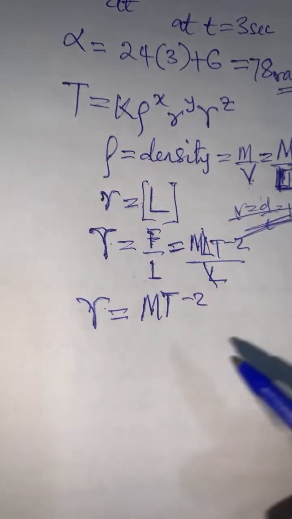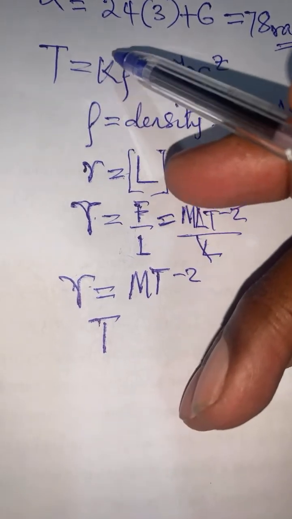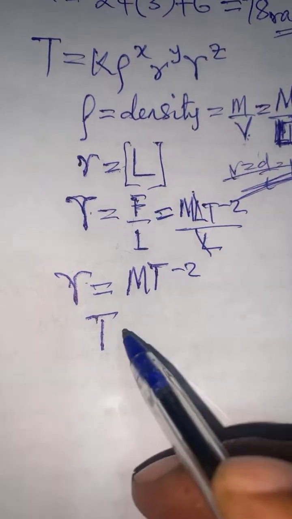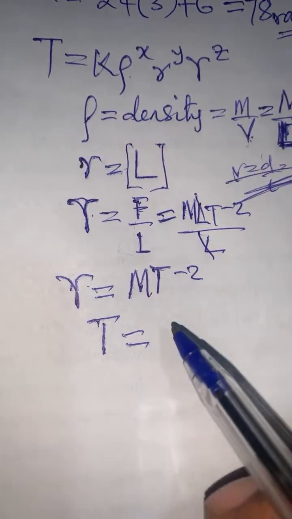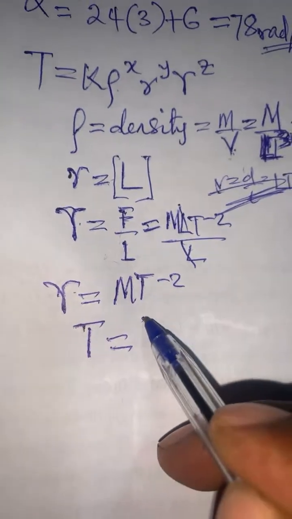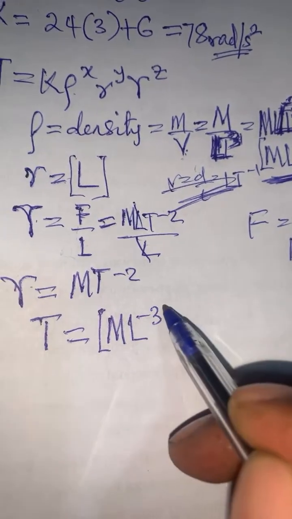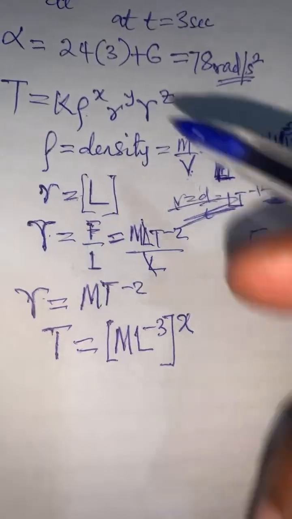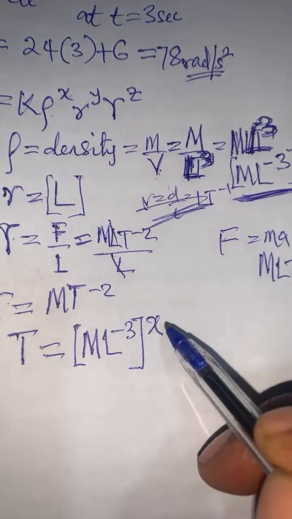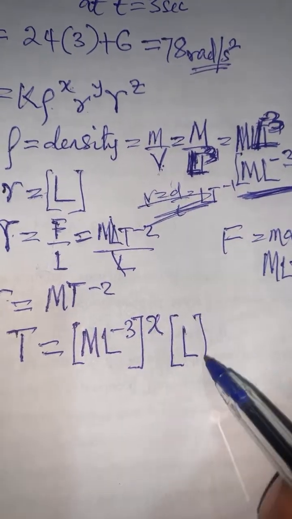If it is correct, then let's plug it into this formula. For now, you can neglect this K. I've told you that K is a dimensionless quantity. It doesn't have dimension. So let's plug in the value for the density, which is ML to the power of minus 3, raised to the power of x. And then we have for this one, r to be L raised to the power of y.